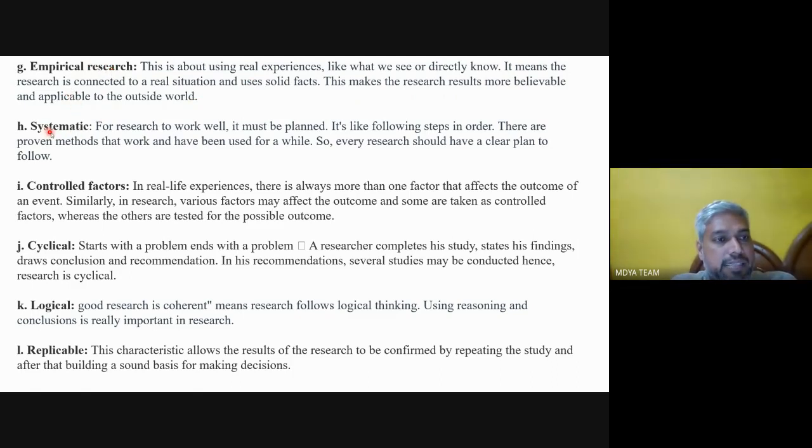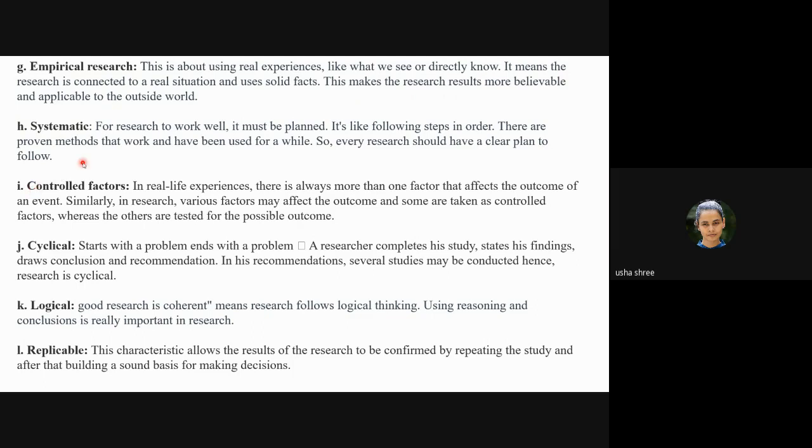Another characteristic is systematic. As we have understood so many times, what is systematic? It means it should be planned, it should be structured, it should go step by step. This is all about systematic. It means it is very understandable, so if anybody reviews it, it should be connected to every step. This is systematic.